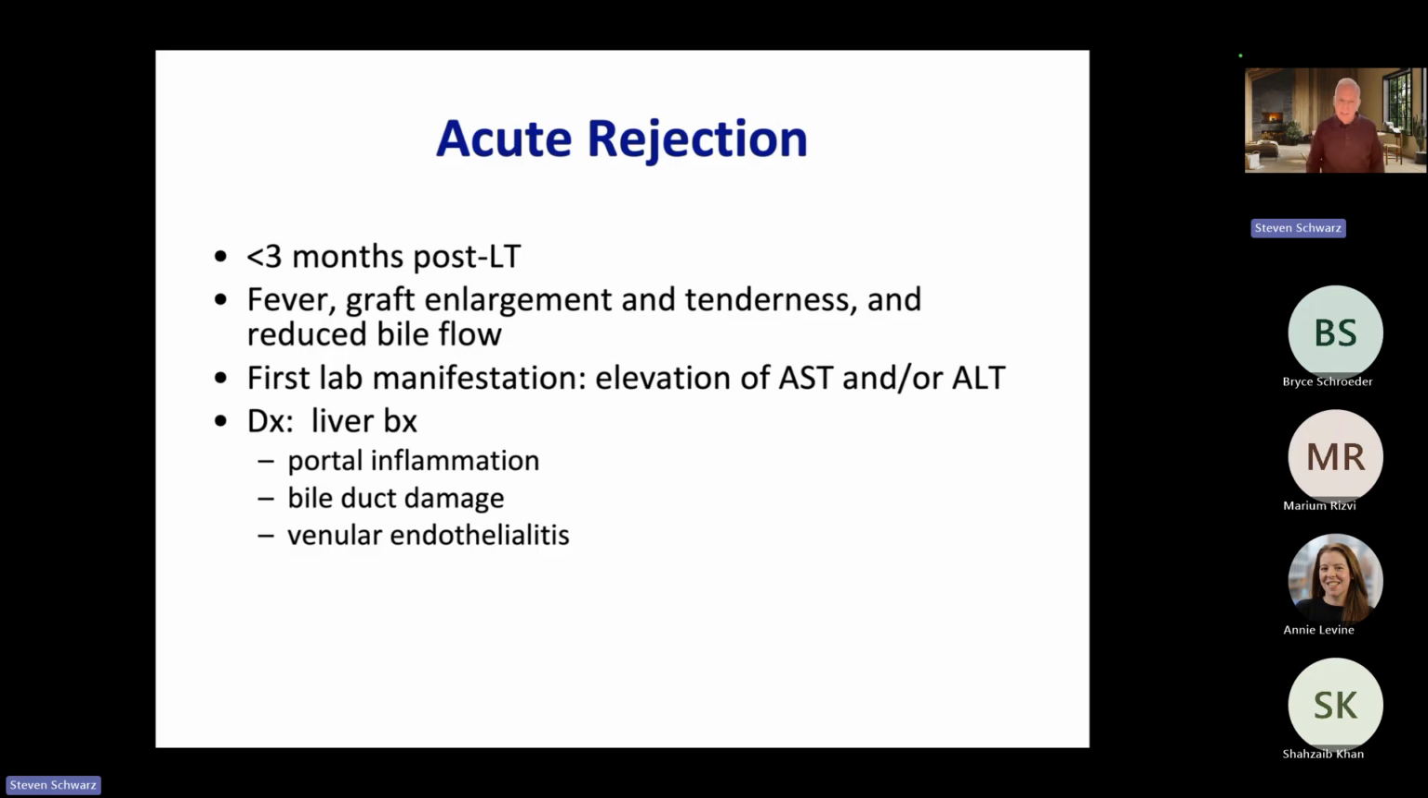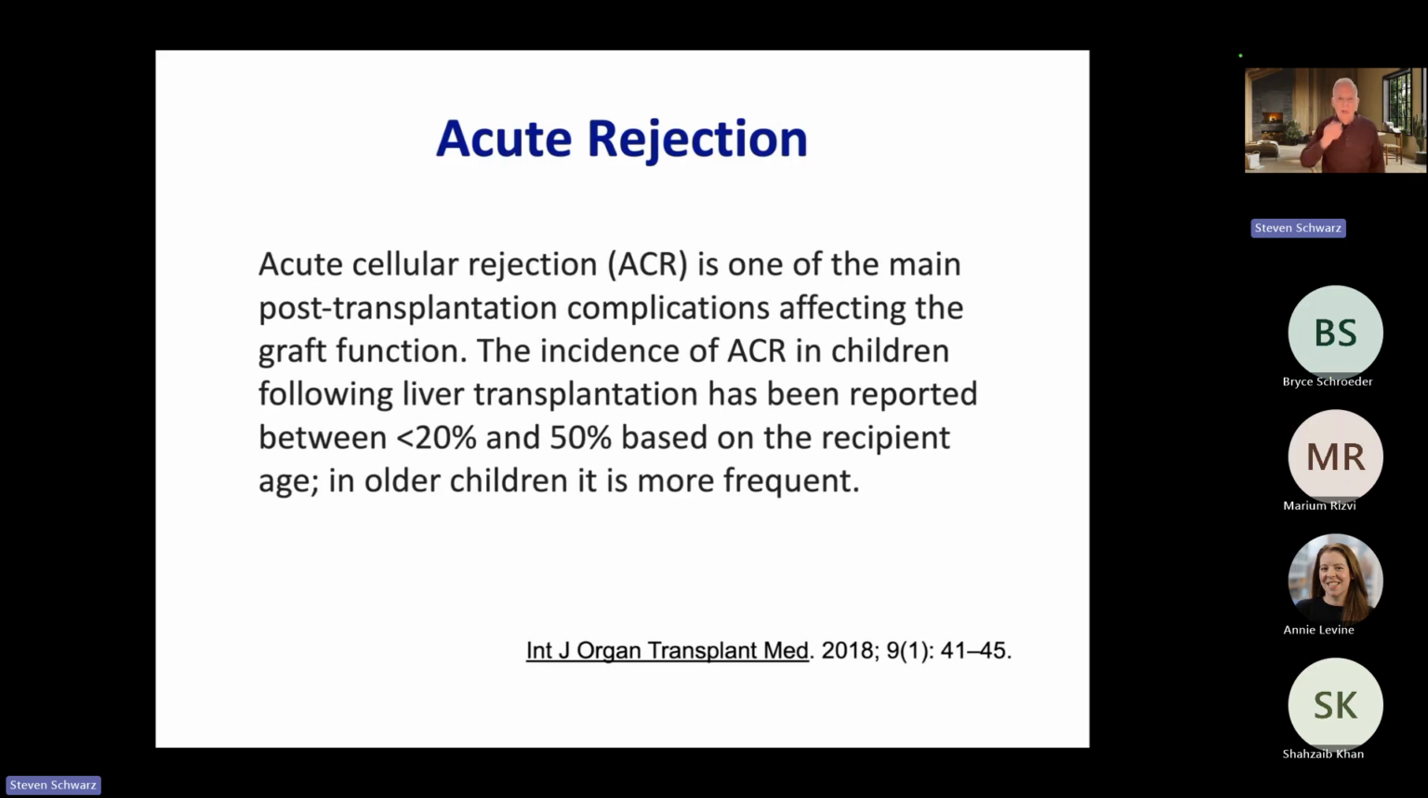And these patients are diagnosed by liver biopsy, which will reveal portal inflammation, bile duct damage, and evidence of neutrophil and lymphocyte invasion into the blood vessels. Acute cellular rejection is one of the main post-transplant complications affecting graft function. The incidence of acute rejection in children following transplant has been reported between 20 and 50% based on recipient age. In older children, it's more frequent.